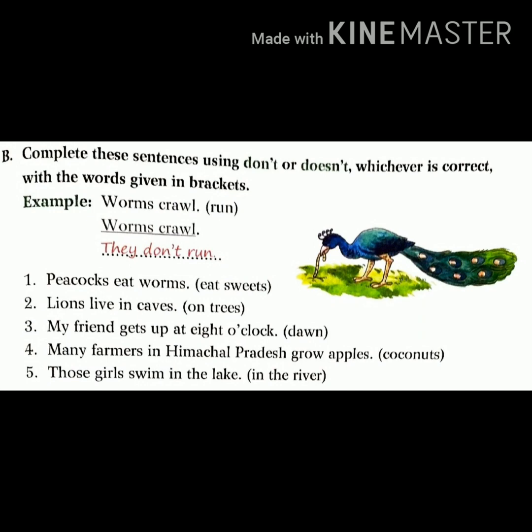Now let's do the next exercise. Let's read the instructions. Complete these sentences using don't or doesn't, whichever is correct, with the words given in the brackets. Example: Warm scroll. You have to use the bracket word run. Okay, so for warm scroll you can write: they don't run. Yes, they don't run because they don't have any capacity to run.